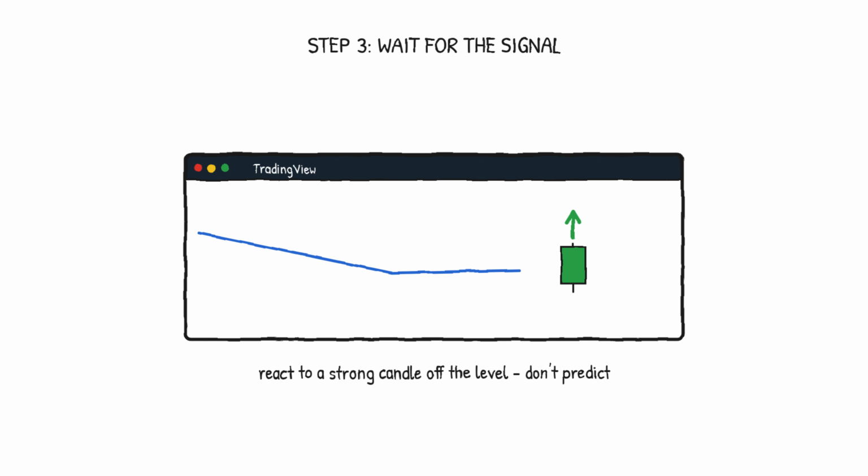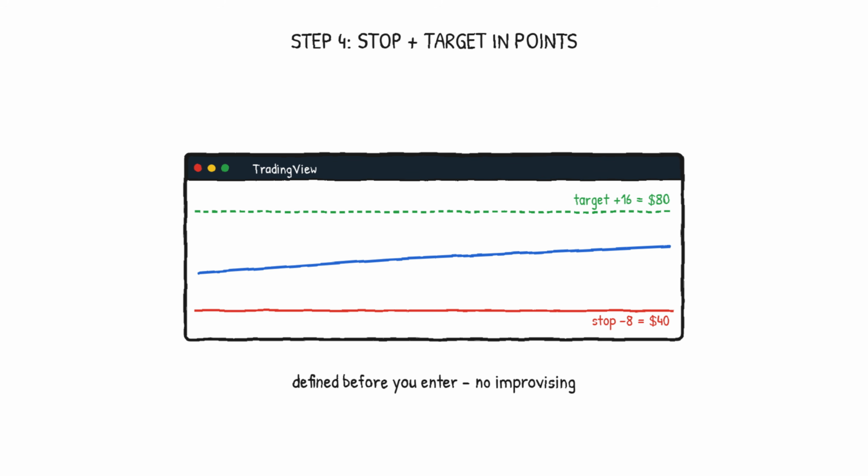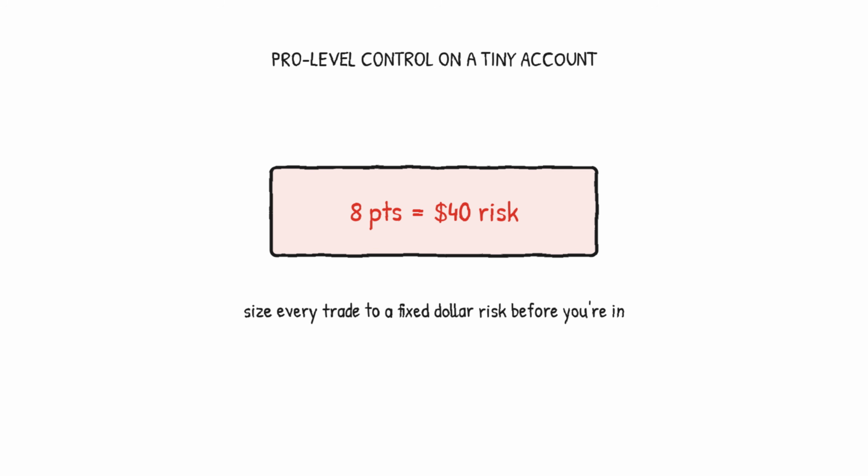Step 3, wait for price to reach your level and show you something, like a strong candle bouncing off in its trend direction. You don't predict, you react to what the chart does. Step 4, before clicking, decide your stop and target in points. Say you risk 8 points to make 16. That's $40 risked to make $80 on one MES. Define it before you enter, not improvising. This is why the tick math matters so much, because you know a point is $5.